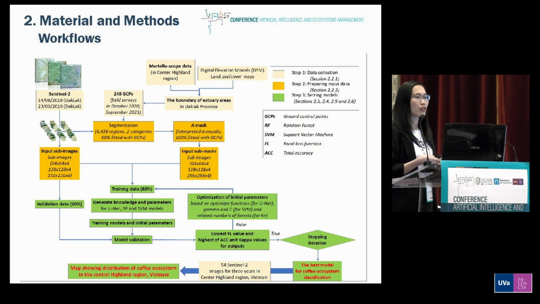So with our research area, we designed this workflow with three steps: data collection, preparing input data, and developing the model. Firstly, we take the Sentinel-2 image of Dak Lak province from 2019, and we do a field trip survey of more than 100 sample control points. Then we do some pre-processing of our data sets, such as image segmentation using a mask, and split our data set into sub-images. After that, we divide our data set into training data, validation data, and testing data.